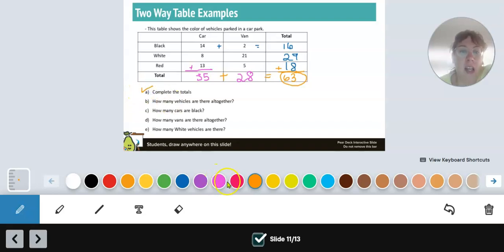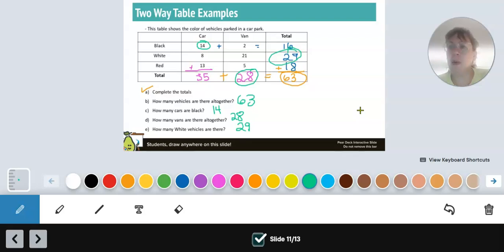So that's done. And then it says, how many vehicles are there altogether? That's our 63 total vehicles. How many cars are black? So black and a car gets us 14. How many vans are there altogether? We have 28 total vans. And how many white vehicles are there? So we look at our white row, which gets us 29. Beautiful. Hopefully we're getting a little more familiar with it.